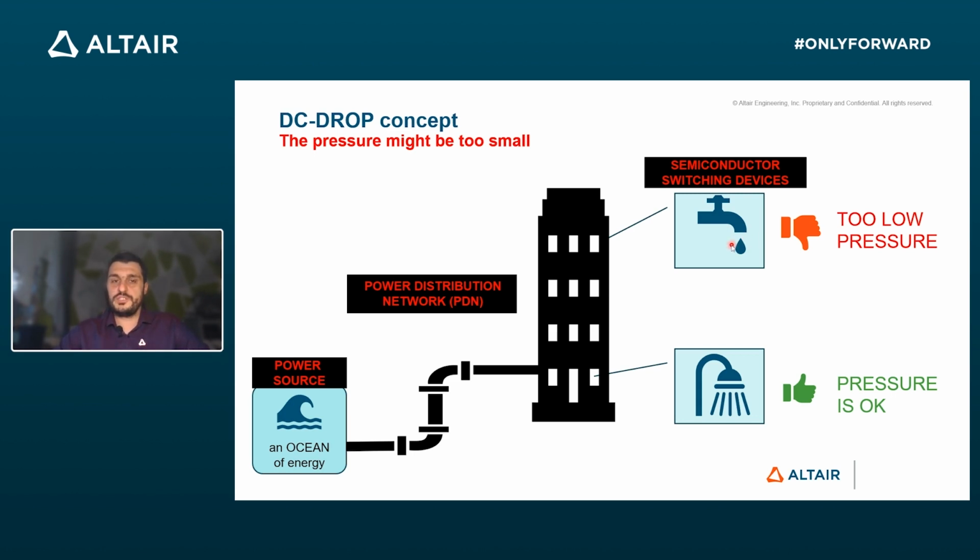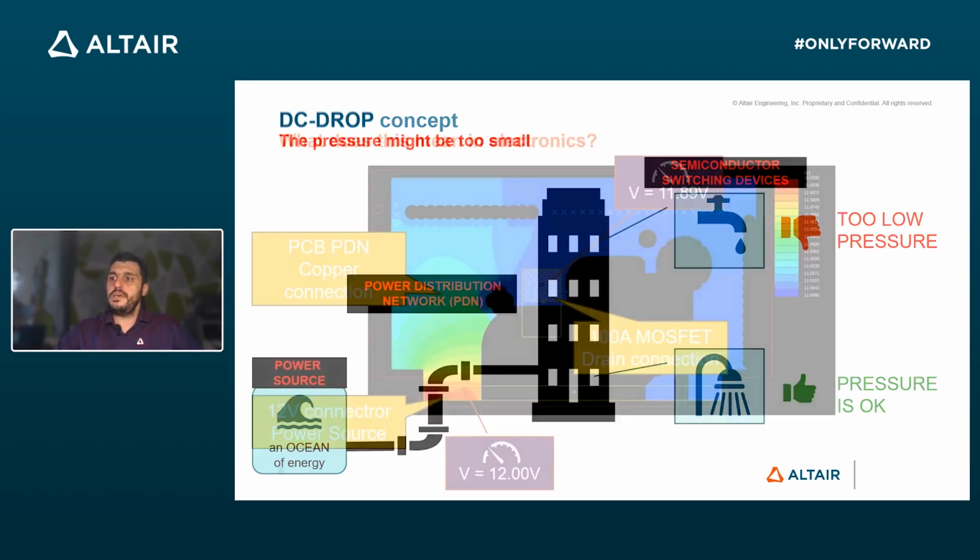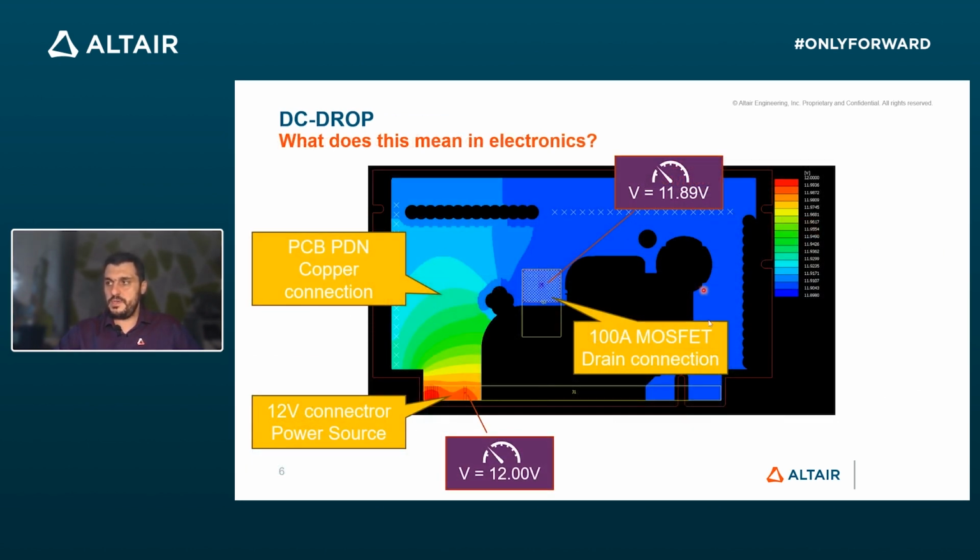So this pressure is not enough on the highest floor. How we would see it in the electronics: if we analyze a piece of copper in this PCB, you can see this colorful part, which is supplied with the 12-volt connector at the bottom. So we have the voltage of 12 volts at this point, through this piece of copper down to the source of the MOSFET transistor, which tries to draw 100 amps from this metal structure, from this connection. Copper has non-zero resistance.